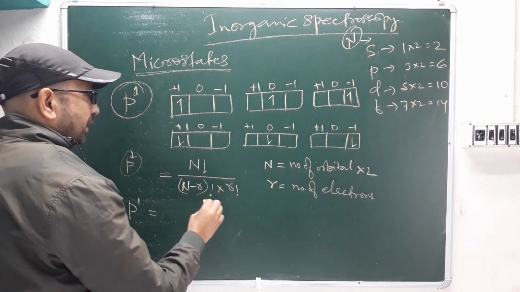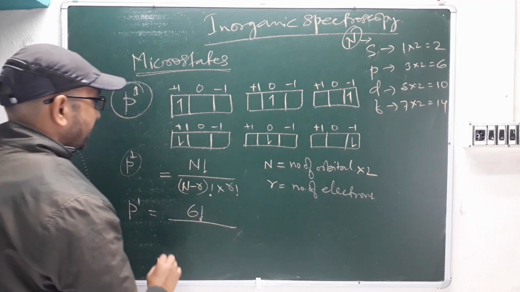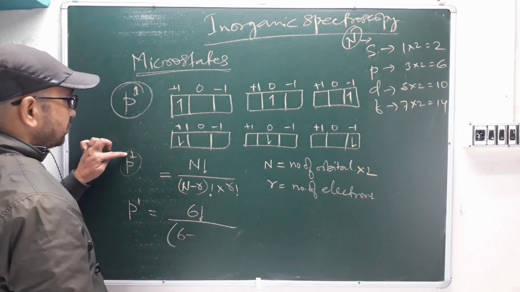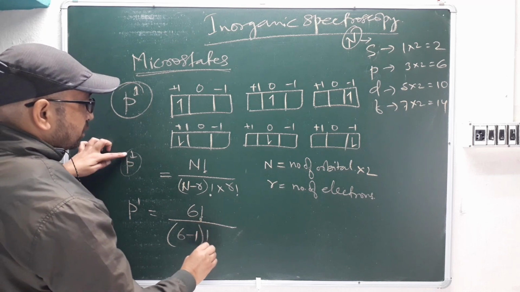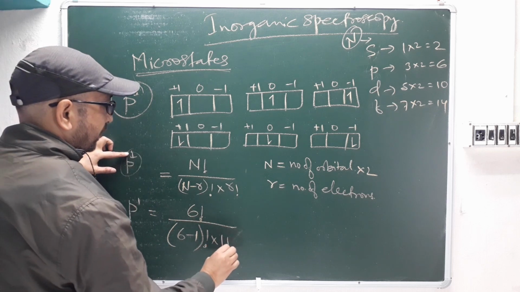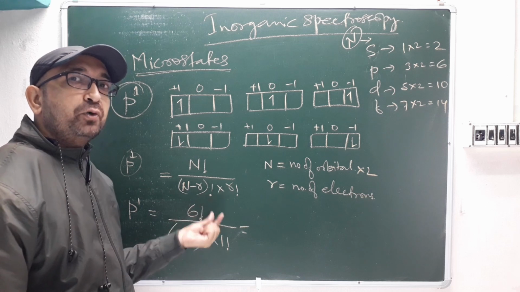So for P it is 6 and then factorial, because n factorial, right? Divided by what is the n? N value is 6 minus how many electrons are there? Only one electron is there. So factorial into r, meaning how many electrons are there? 1. So 1 factorial.